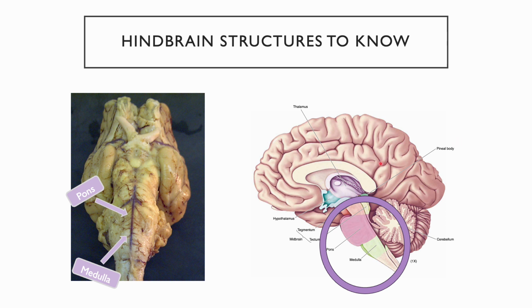We can already see structures we've reviewed previously. We've looked at forebrain structures like the thalamus and the hypothalamus. We've looked at midbrain structures such as the tegmentum and the tectum. If you remember, those are responsible for visual and auditory cues and motor movement. And then down below that, we have the pons and the medulla.